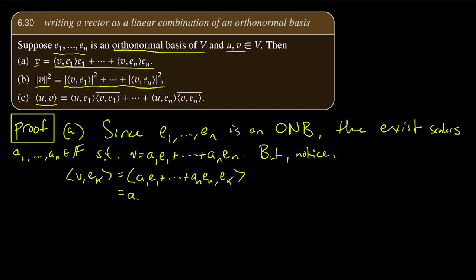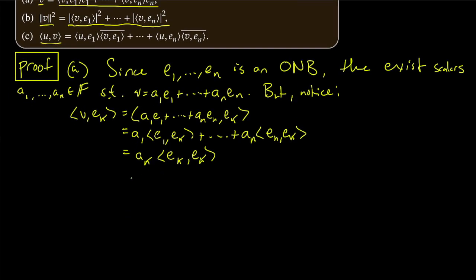Okay, but I can split this up. I'll get A1 inner product E1 EK plus ... all the way down to the last one, AN inner product EN EK. Oh, wait a second. All of these are 0 except for the kth one, in which case I get EK next to AK. The rest of them are 0 by orthogonality. That is, EI EJ inner product is equal to 1 if I equals j and 0 if not. So the only one here that's not 0 is this one. And in particular, this just gives you AK.